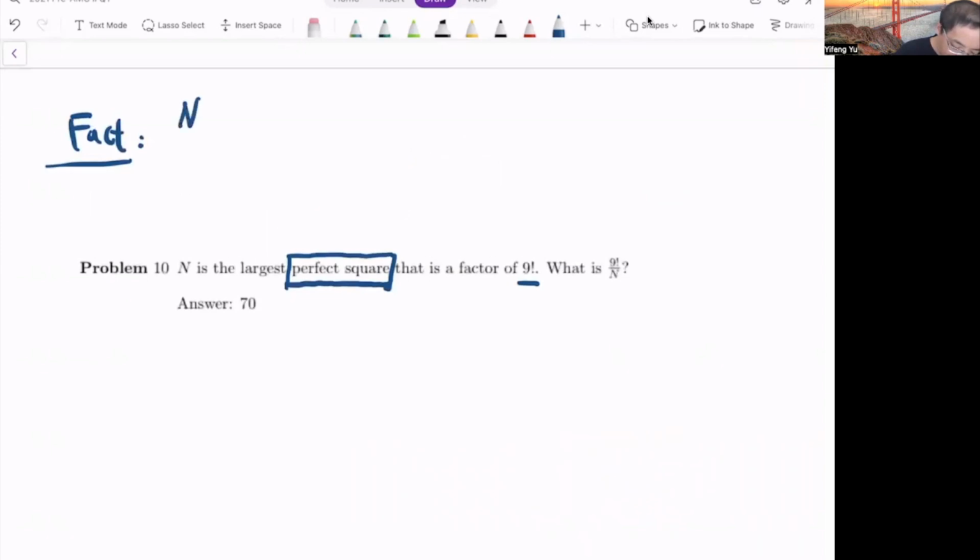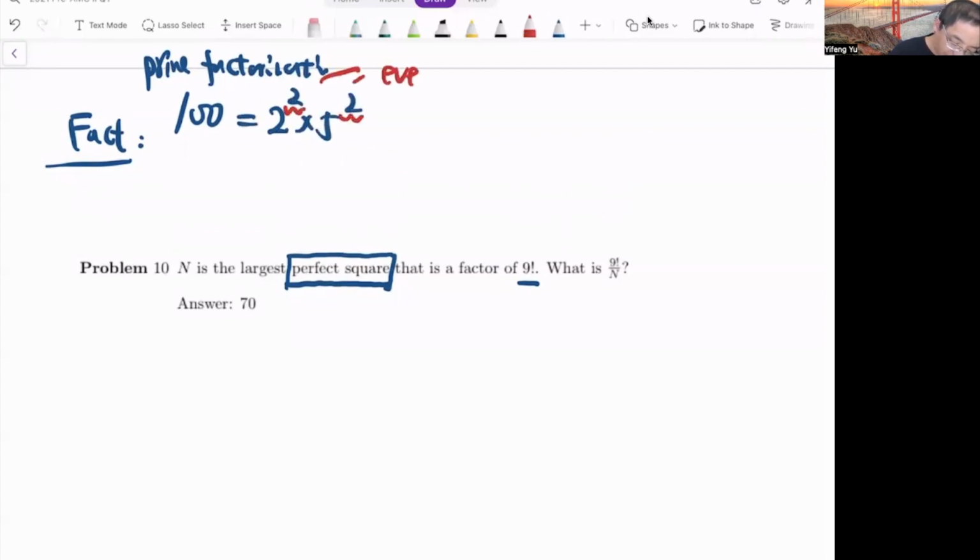Let's look at some perfect squares. Let's say 100, right? We do prime factorization, and this is 2 squared times 5 squared. And you see here the powers are all even numbers. And then you can also do, let's say 64. 64 is 8 squared, which is 2 to the 6. And you see, this is an even number.